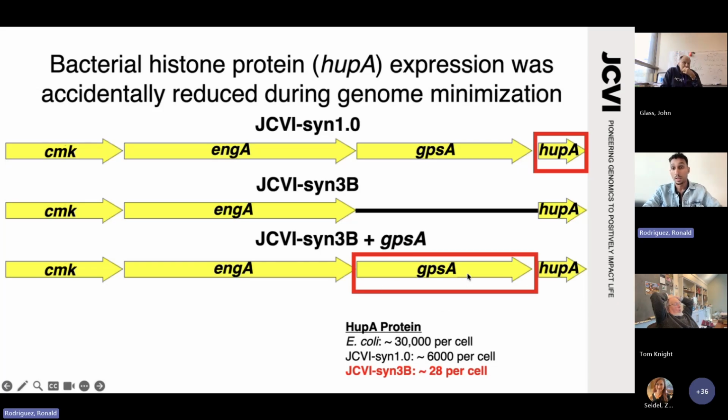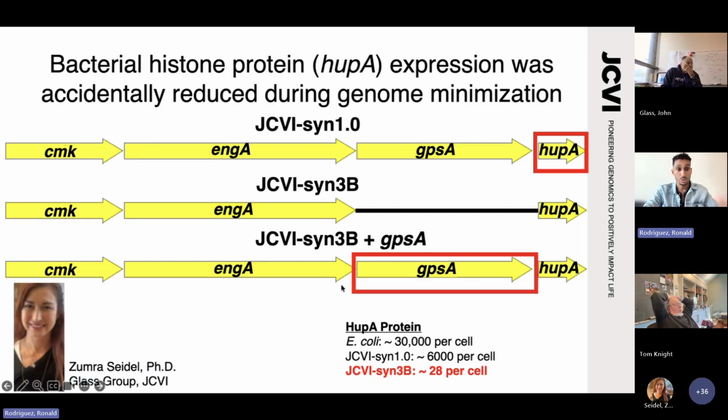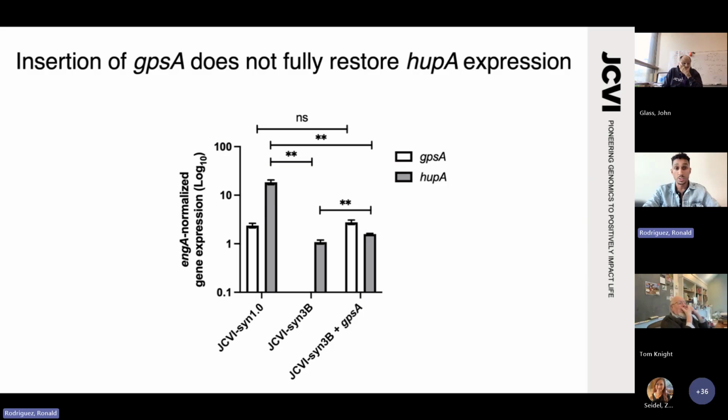So I was able to put this back in the genome of SYN3B in yeast, and then I gave these cells to Zumra, our transplantation postdoc, and she was able to put this into a capricolum cell and boot it up. What I did was I prepared RNA from SYN 1.0, SYN3B, and SYN3B that now has GPSA added back into its native locus. And I did qPCR to measure the expression levels of both GPSA and HUP-A to see if reinstallation of GPSA into its native spot would restore the expression levels of HUP-A.